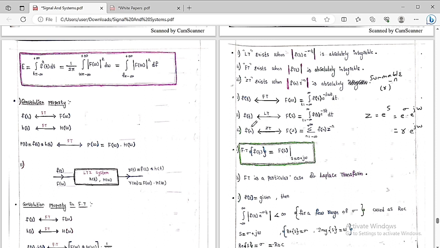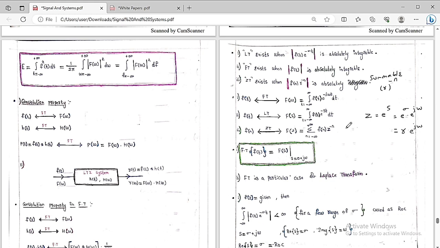So for f of t, if you are going to apply the Laplace transform, then we are going to get F of s is equal to the integration from t equals minus infinity to plus infinity of f of t into e to the power of minus st dt. And for f of n, if you are going to apply the Z transform, then we are going to get F of z is equal to the sum from n equals minus infinity to plus infinity of f of n into z to the power of minus n.